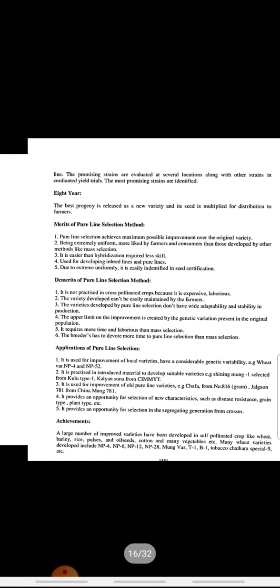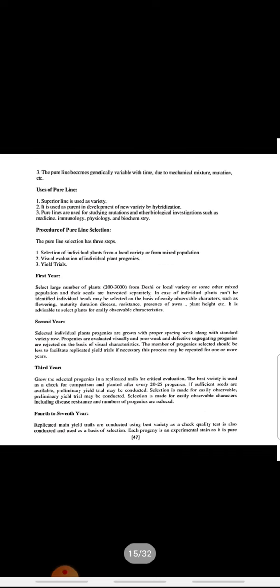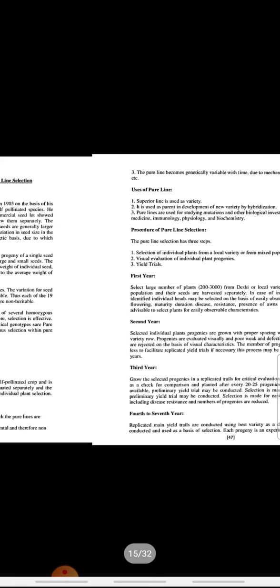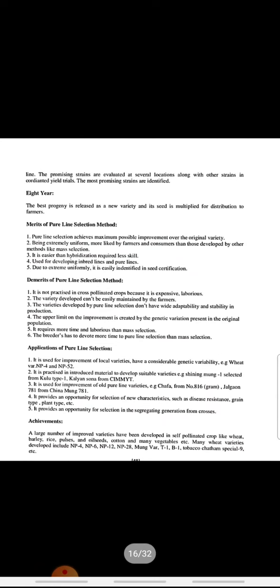So we studied the introduction of pure line selection, and then characters and uses of pure line selection we have seen, and then next the procedure of pure line selection, and then next merits, demerits, application and achievements of pure line selection.